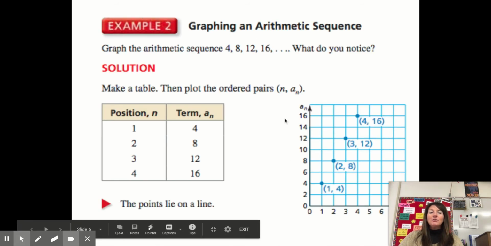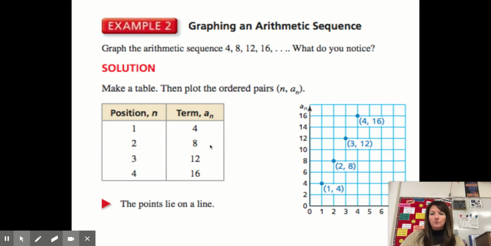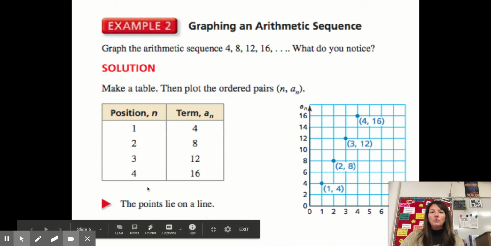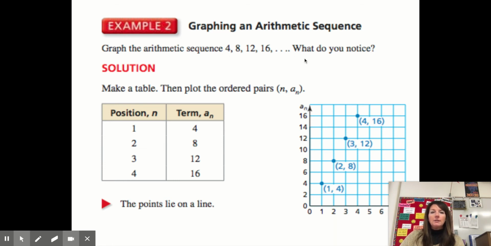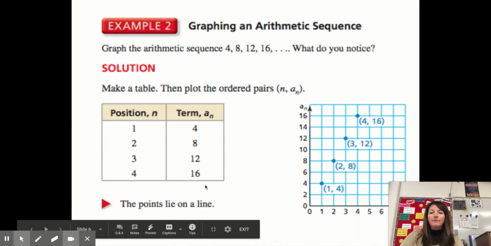All right, so the next thing we're going to do is graph the terms. So when you graph the terms, you're going to want to write the sequence as ordered pairs. So the first one is the first position, so the input value would be 1. So it'd be (1, 4), (2, 8), (3, 12), and (4, 16). Then you can graph those points.